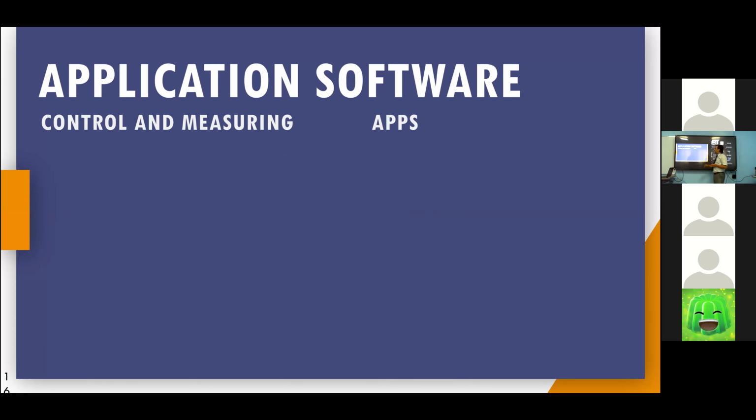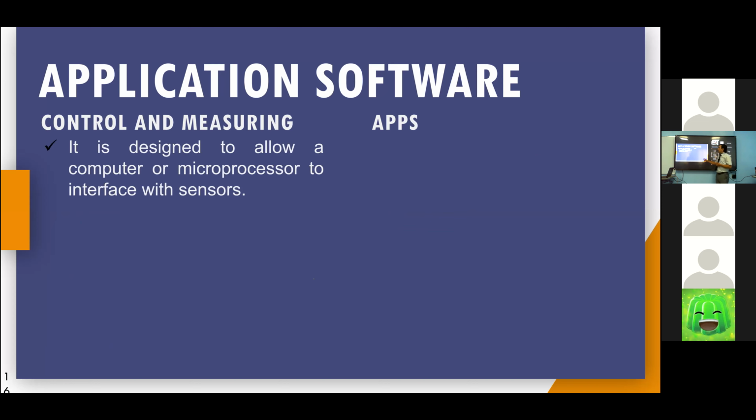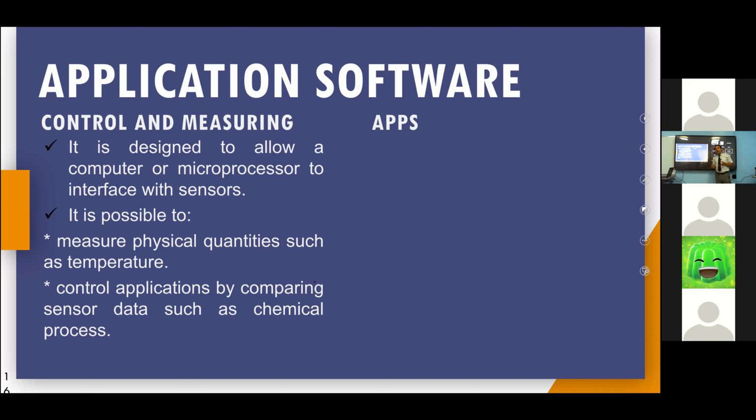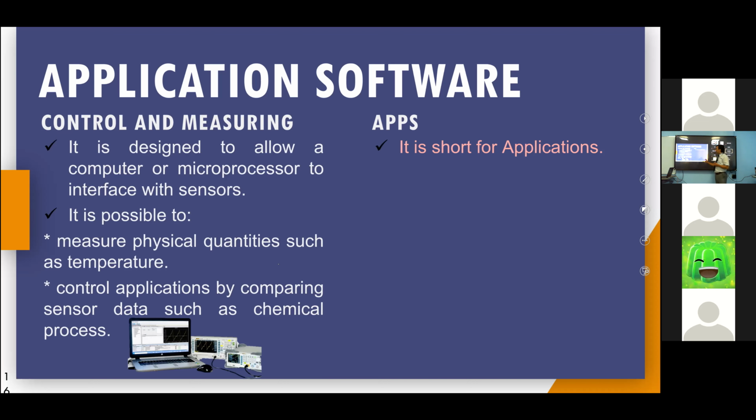Okay, control and measuring and apps. We have different applications. We can design our hardware. For example, you can make some different recordings with your camera, and it should be some programming language. Okay, we can control and measure something with our application software. If you want to do that, for example, measure some physical quantities, for example, temperatures, and if you want to control applications, you just need to find the software, okay? And the other one is apps. Let me show you.